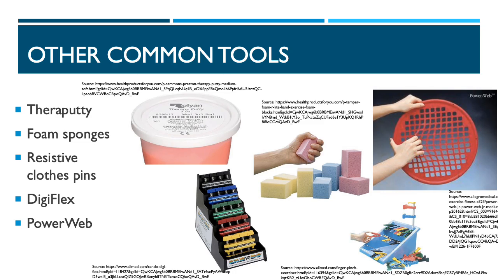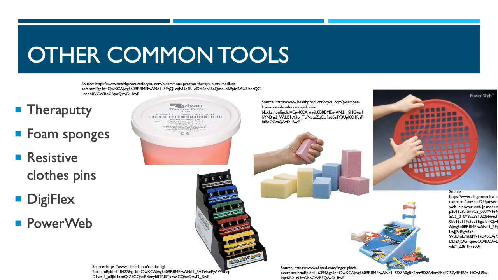Next to that is foam blocks. So this is nice when someone has a wound or is not quite strong enough for the Theraputty, but it comes in different graded resistance levels. The Power Web is nice. You can use that for a million things. Down in the bottom right are resistive clothespins. And then the bottom left is called the Digiflex.